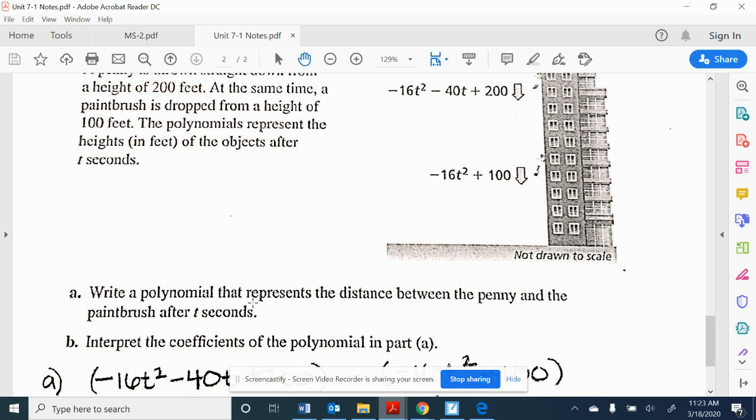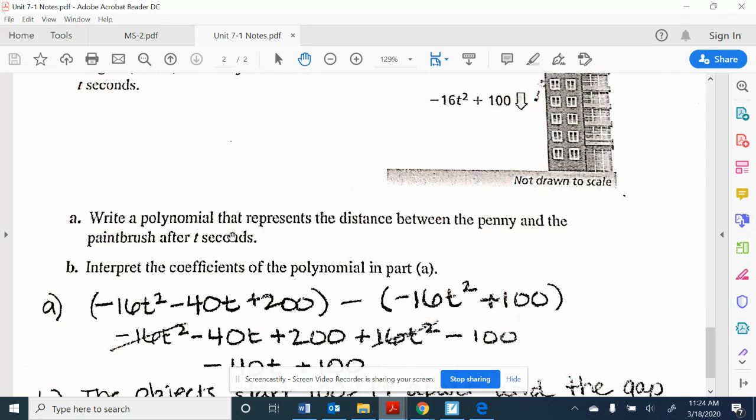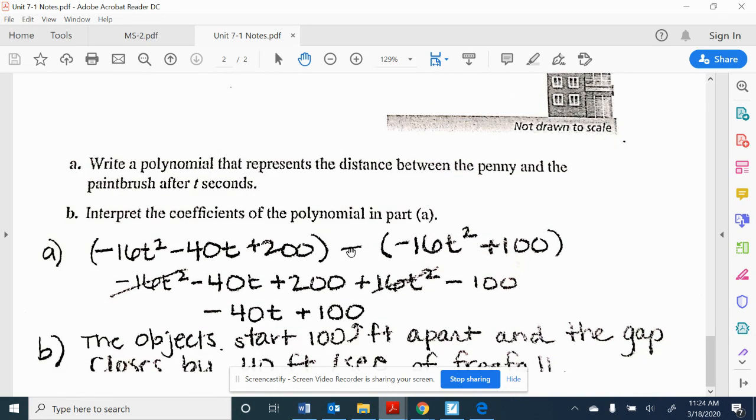All right. Anytime we want to find distance between two things, that always means subtraction. So we are going to subtract the height of the penny and the height of the paintbrush. We're going to subtract those two polynomials. So we have negative 16t squared minus 40t plus 200 minus negative 16t squared plus 100. All right, let's distribute the minus. Minus a minus becomes a plus 16t squared. Minus a 100 becomes minus 100.